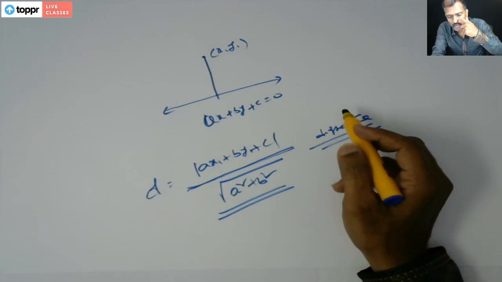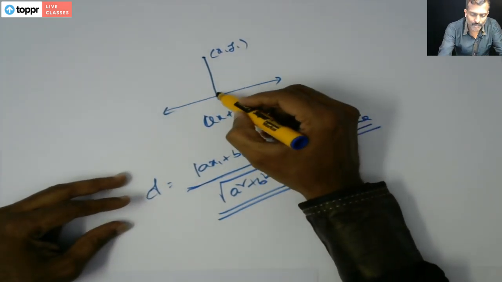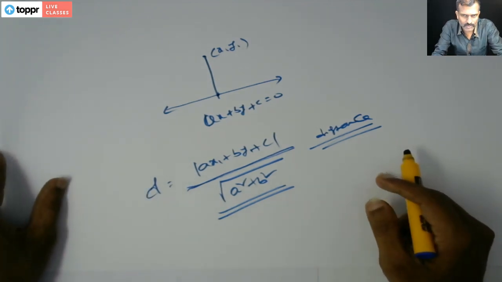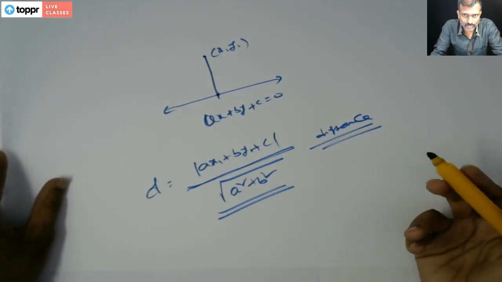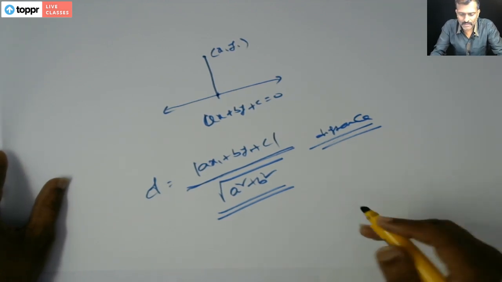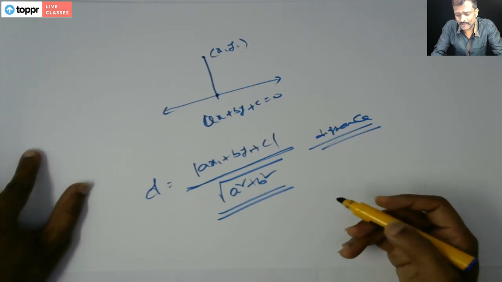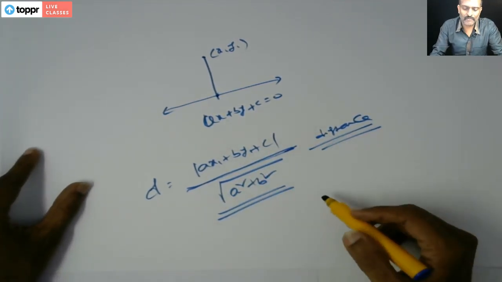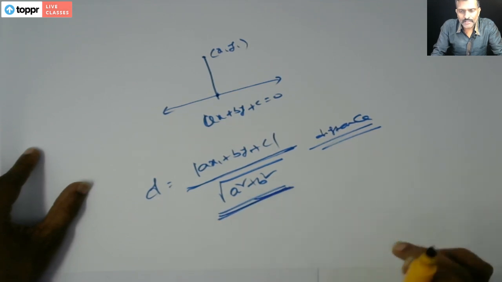Generally, you might be thinking I need to find a point here, and then use the distance formula, root of (x2 minus x1) whole square plus (y2 minus y1) whole square, is equal to the distance. But here you don't need it. You can directly use this formula. Actually, you can derive it maybe if you want, right? This formula is used.